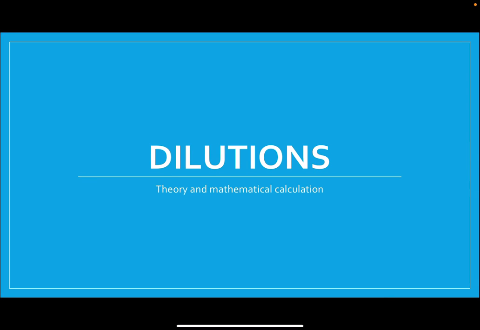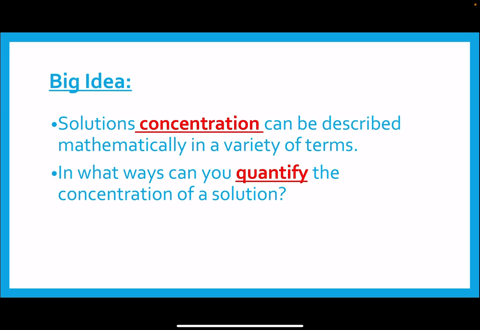Okay, we're talking about dilutions. We're going to talk about the theory behind it and then the mathematical calculation that goes with it. So the big idea is that a solution's concentration can be described mathematically in a variety of terms. We've already looked at concentration described in molarity as moles per liter. So now we're going to look at what ways we can quantify the concentration of a solution.